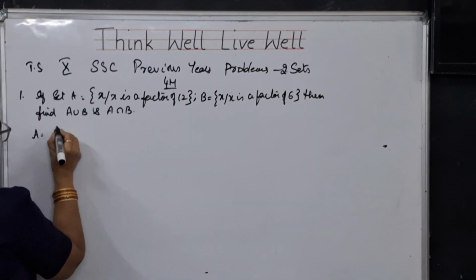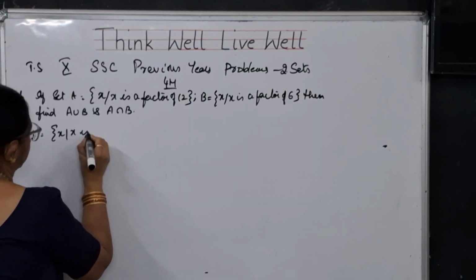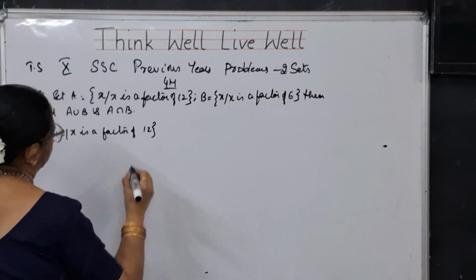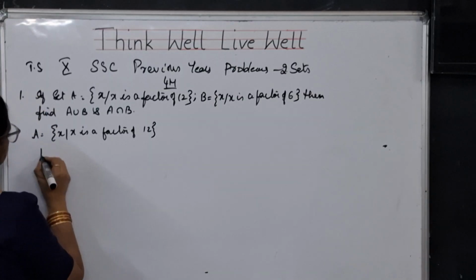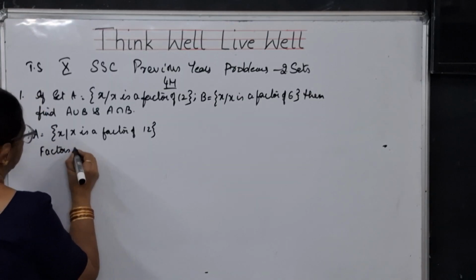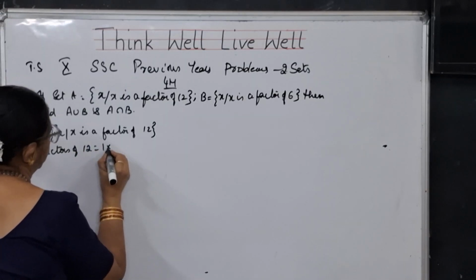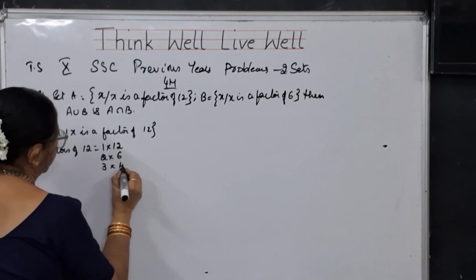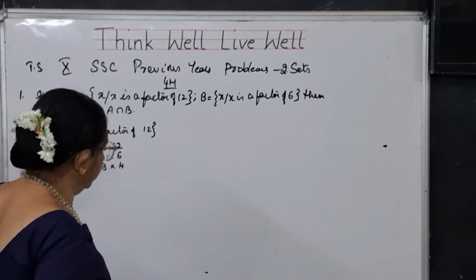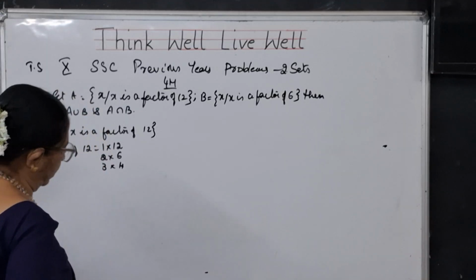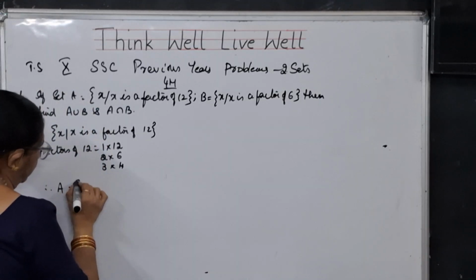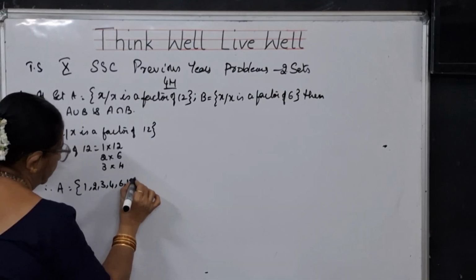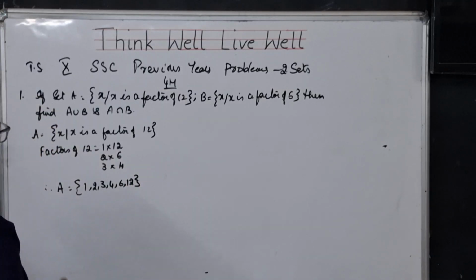First, what is set A? X such that x is a factor of 12. So let us see what are the factors of 12. We know that 1 12 are 12, 2 6 are 12, 3 4 are 12. Anything else you are having? 1 2 3 4 6 and 12. So therefore set A is equal to 1 2 3 4 6 12. These are the elements of set A.